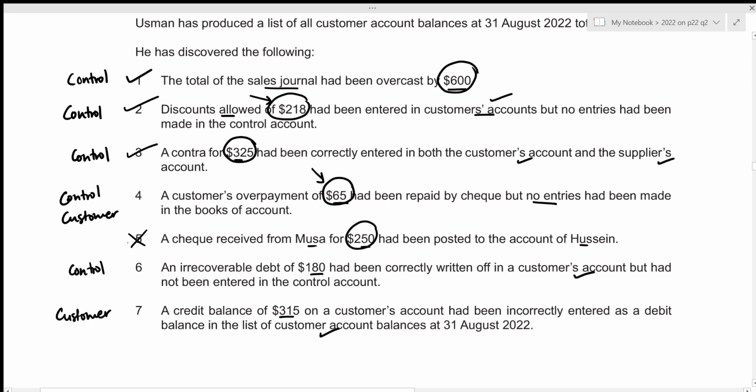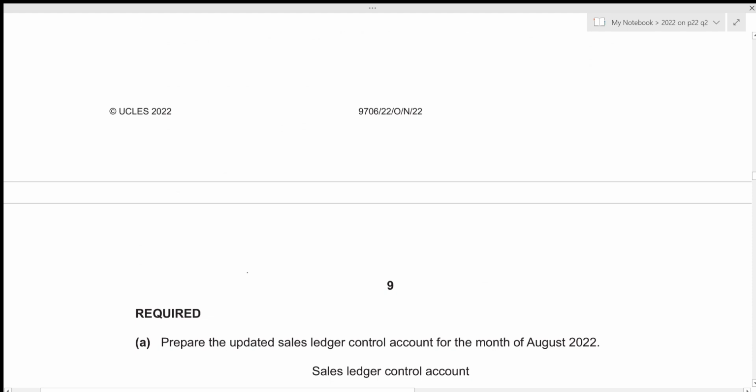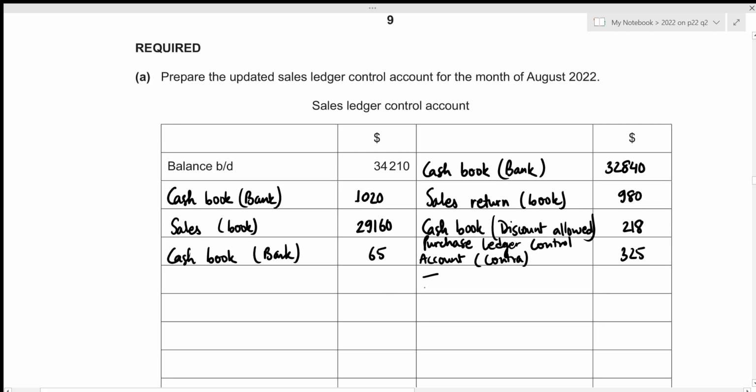Then we do not need to look at information 5, and information 6, we have irrecoverable debt of 180, which had not yet been entered in the control account. And irrecoverable debt is something that will reduce our balance in the sales ledger control account, which means that this amount should be mentioned on the credit side. And this is an irrecoverable debt which is taken from the journal, right? So our heading that we will be recording it under will be journal. And this is the irrecoverable debt with the amount of 180.